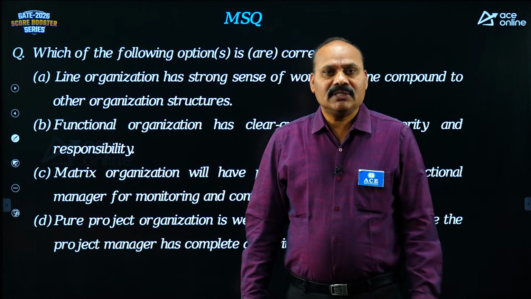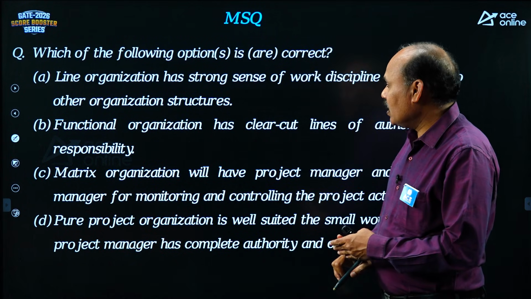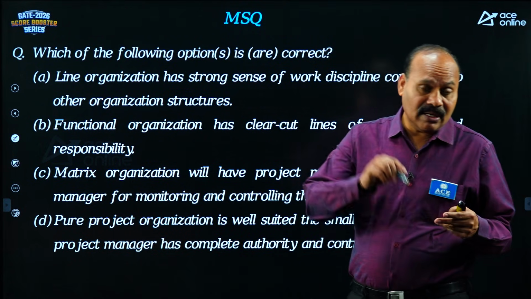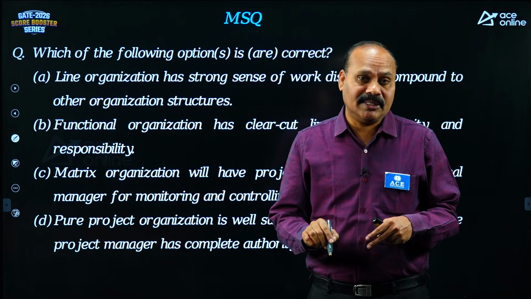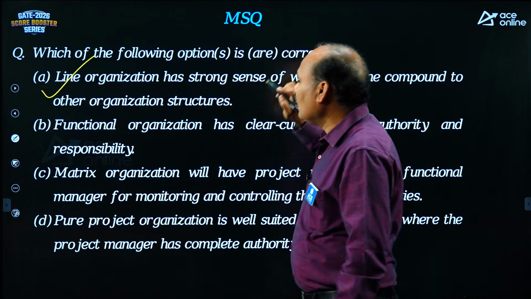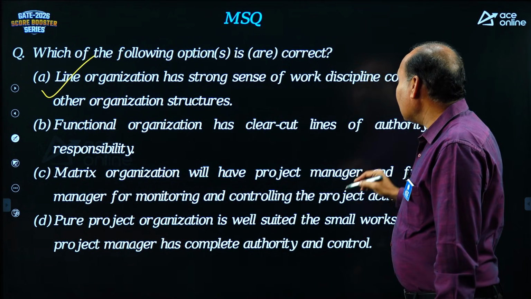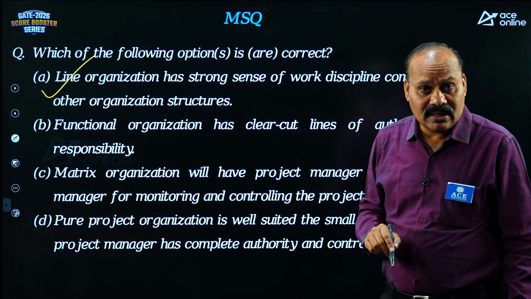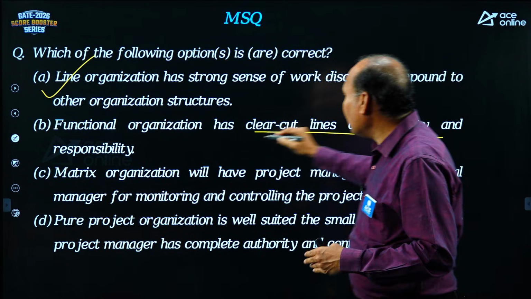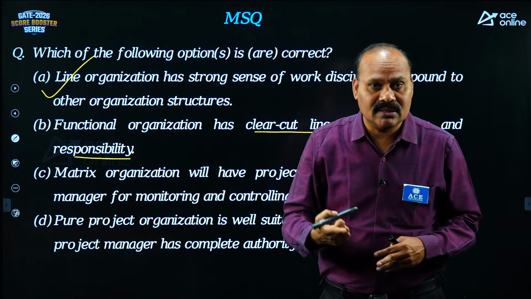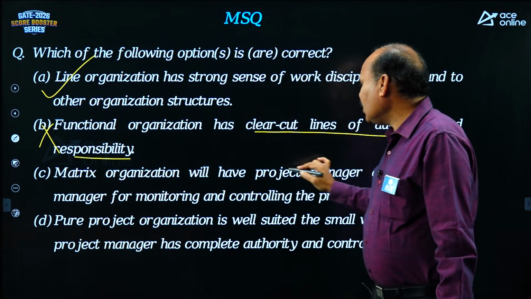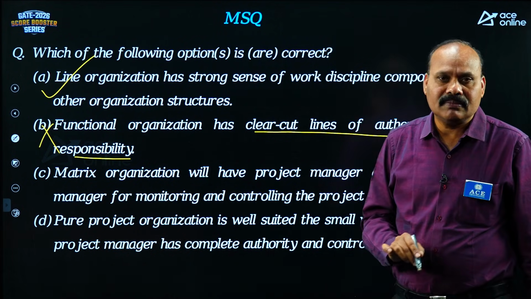Last question in this. This question is related to organization, types of organizations. Line organization has a strong sense of work discipline. Basically, line organization is also known as military organization, where you can find a strong sense of work discipline. This is absolutely correct. Functional organization has clear-cut lines of authority. Actually, this phrase, clear-cut lines of authority and responsibility, relates only to line organization, not functional organization. So this is wrong.